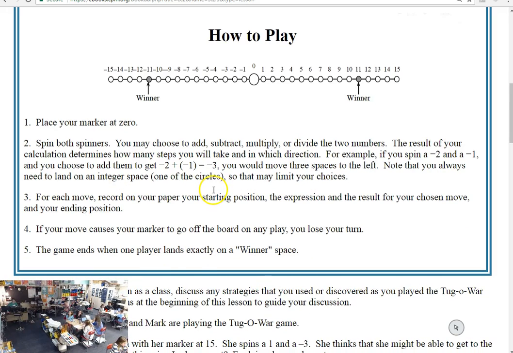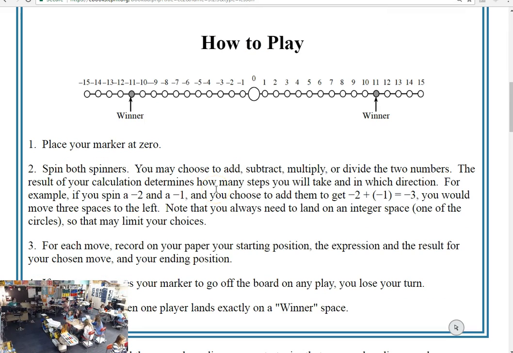So, look at the rules of the game. So, we place both of our markers at zero. Now, you're not doing anything right now. I just need you to watch and listen. So, hands off computers. I just say things three times. It's middle school.